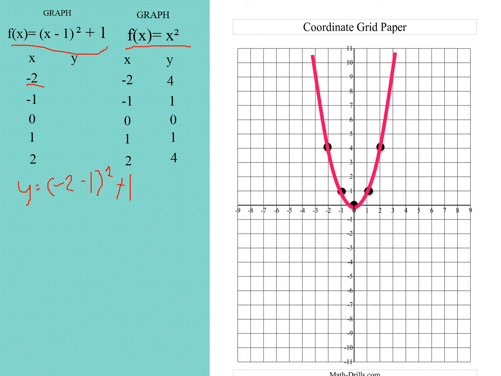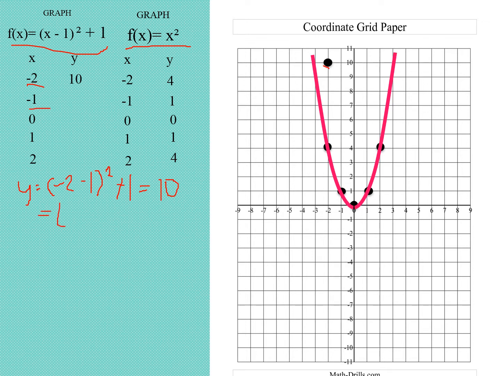So, negative 2 minus 1 will become negative 3. Negative 3 squared will become positive 9. Then, plus 1 will become 10. So, our y is 10. Then, our plot will be there.